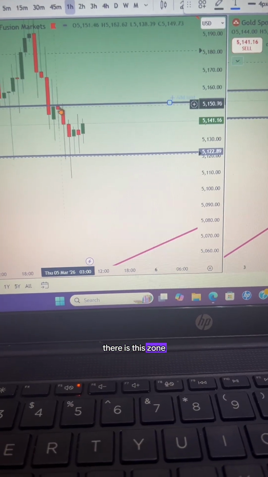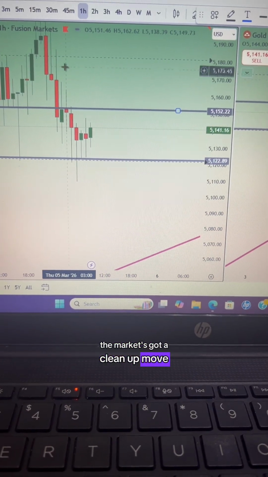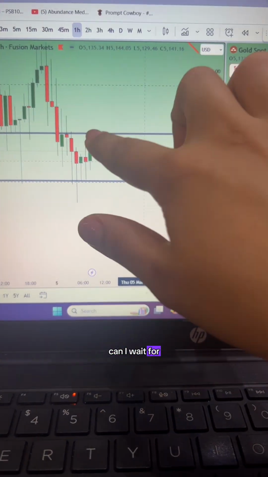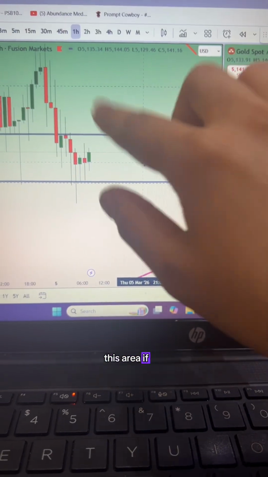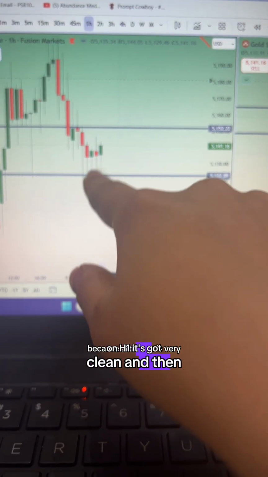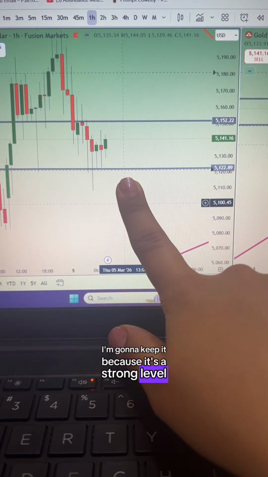There is this zone over here, and after this, the market's got a clean up move. I want to see, can I wait for the market to go above this area if I'm looking for buys? Because after that, it's very clean. On H1, it's got so many touch points on this line. I'm going to keep it because it's a strong level.